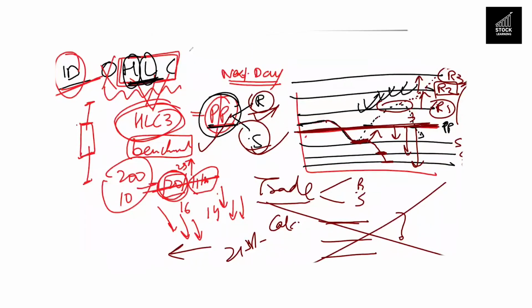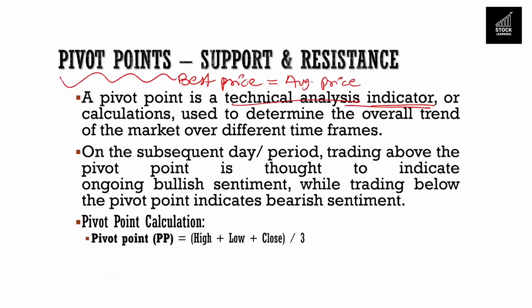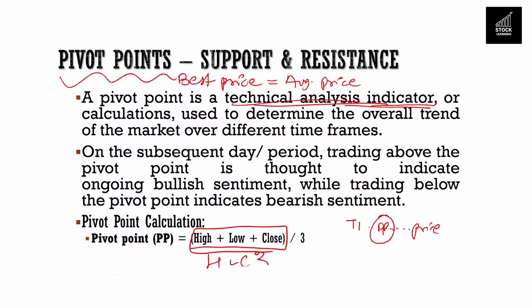So, the pivot point is a technical analysis indicator. Why? Because you know the definition of a technical indicator. It is a series of data points calculated by applying a formula on the price data. We are also applying a formula on the price data of high, low and close, and that formula is the pivot point. That's why it's a technical indicator.